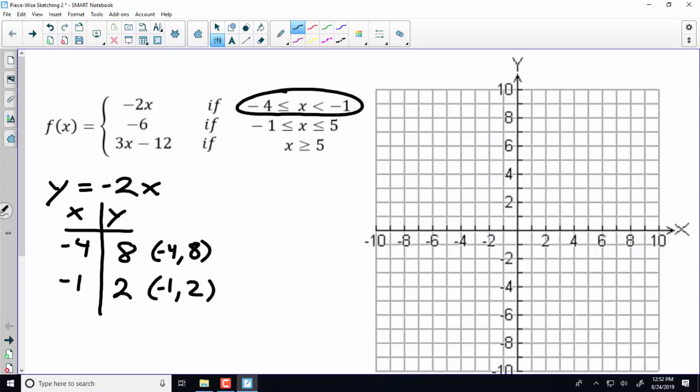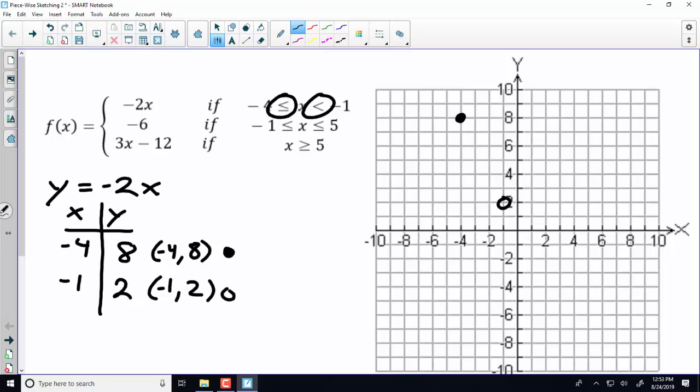We've got an equal to here, but we don't have an equal to here. So this one's going to be solid, and this one's going to be hollow. Everyone cool with that? The solid points directly correspond to the equal to, and the hollow points directly correspond to when you don't have the equal to. So negative 4, 8, got your point right here, and negative 1, 2, got a hollow point right there.